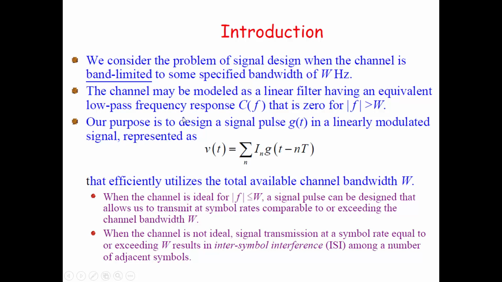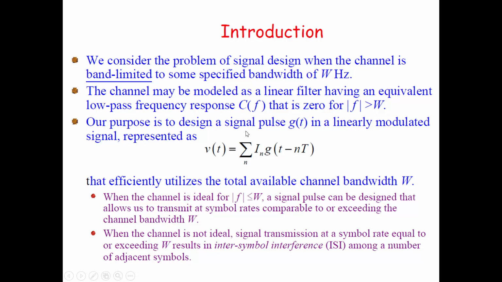The channel is random in communication systems, and the channel can be modeled as a linear filter having an equivalent low pass frequency response, which is zero outside the minus W to W range. That means within the minus W to W range, the channel response will be there, but outside this range, the channel response is assumed to be zero. That means the channel is considered as a filter when we have to model the concept of intersymbol interference.